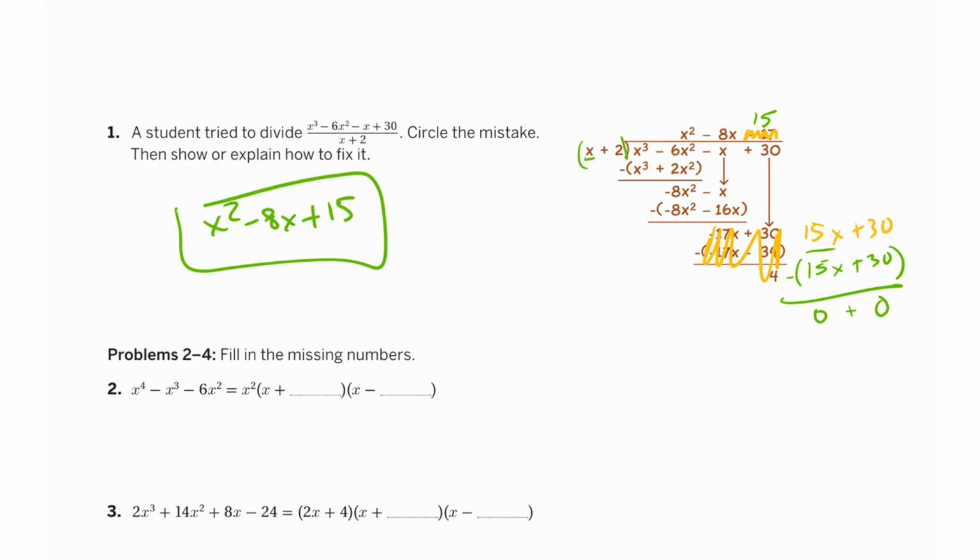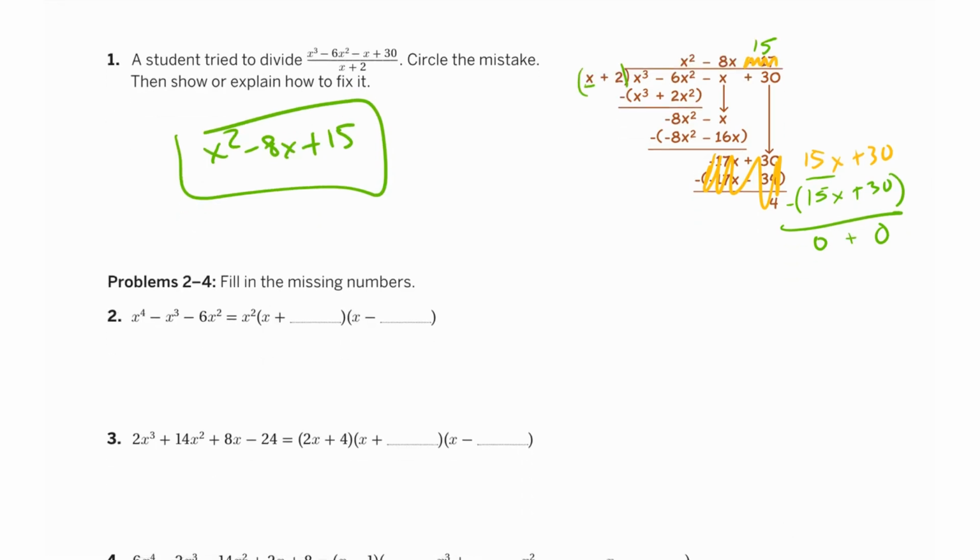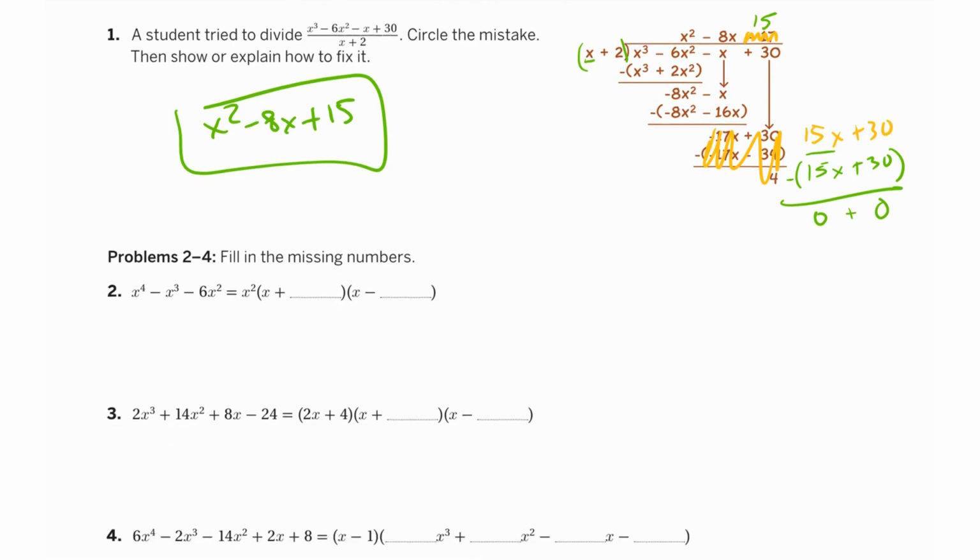Problems 2 to 4, fill in the missing number. So when we're going through here, we're really just working on factoring a little bit. In this one, since we're pulling out an x squared, step by step, when I pull out the x squared, I get x squared minus x minus 6 remaining. And then I'm going to be factoring what's left in these parentheses here. First term, first box, last term, last box.